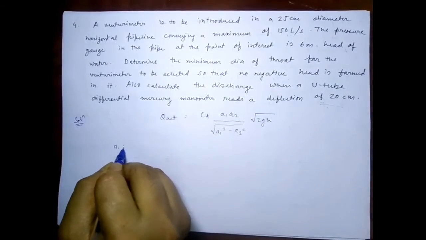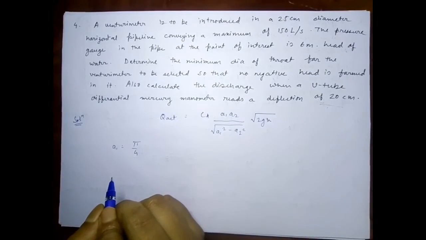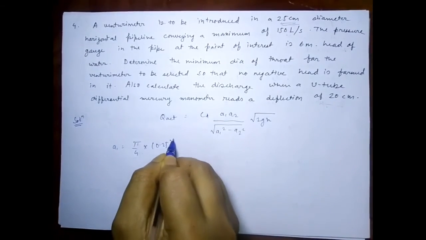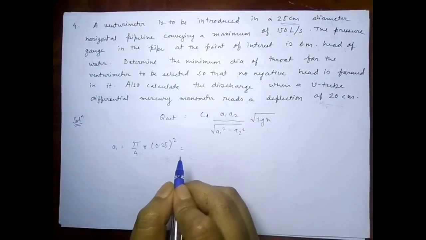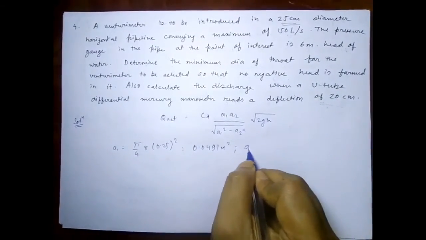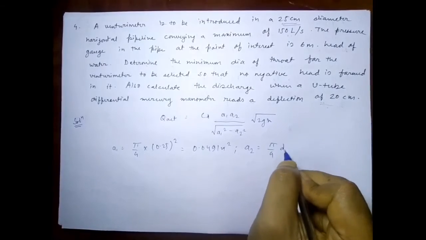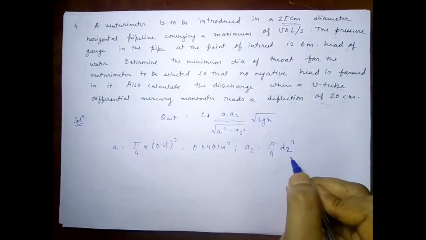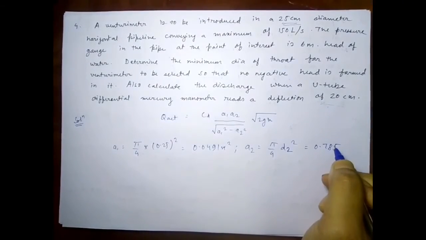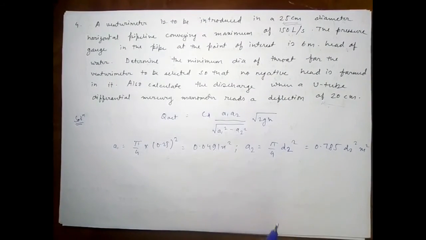So now A1 will be equal to pi by 4 times d1 squared, that is 25 cm diameter, that is 0.25 meter squared, and that is equal to 0.0491 meter square. And A2 is equal to pi by 4 d2 square. So let's just keep it on hold. I can write it as 0.785 d2 square meter square. d2 we don't know.